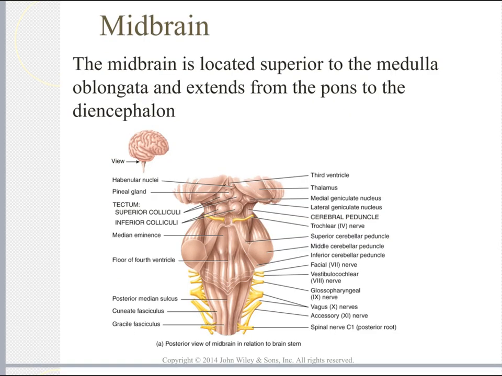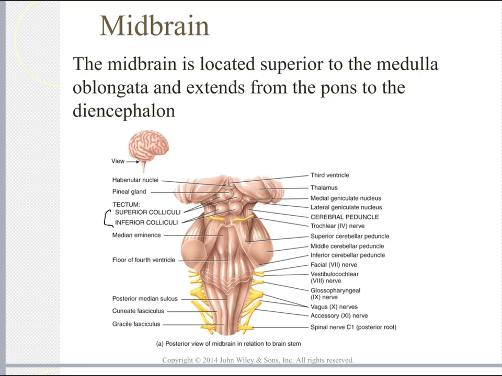The midbrain. Now remember, the midbrain is located superior to the medulla oblongata and extends from the pons to the diencephalon. Now this picture gives us a nice look at some of the structures of the midbrain. So let's start with the tectum. Now the tectum includes something called the corpora quadrigemina, so this body of twins, four bodies that include the superior and inferior colliculi.